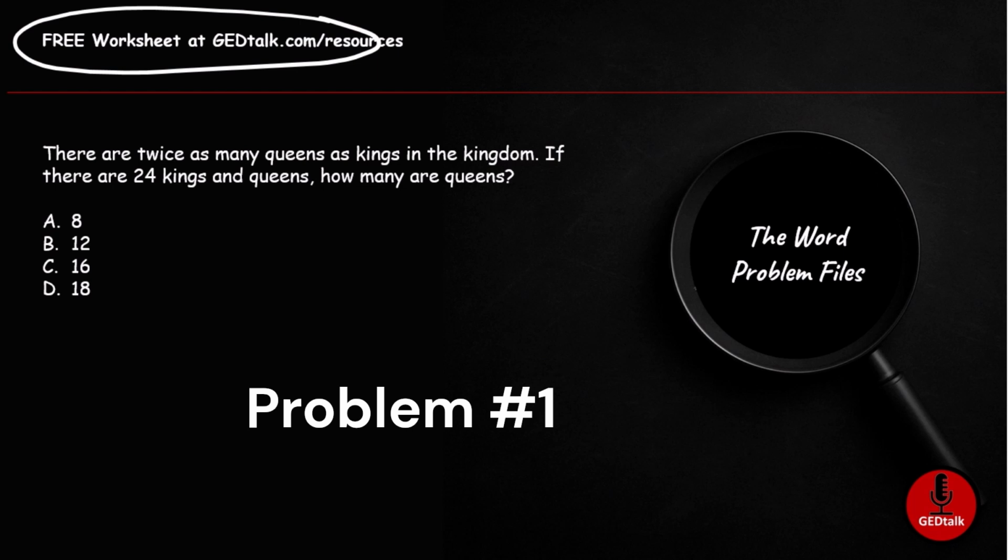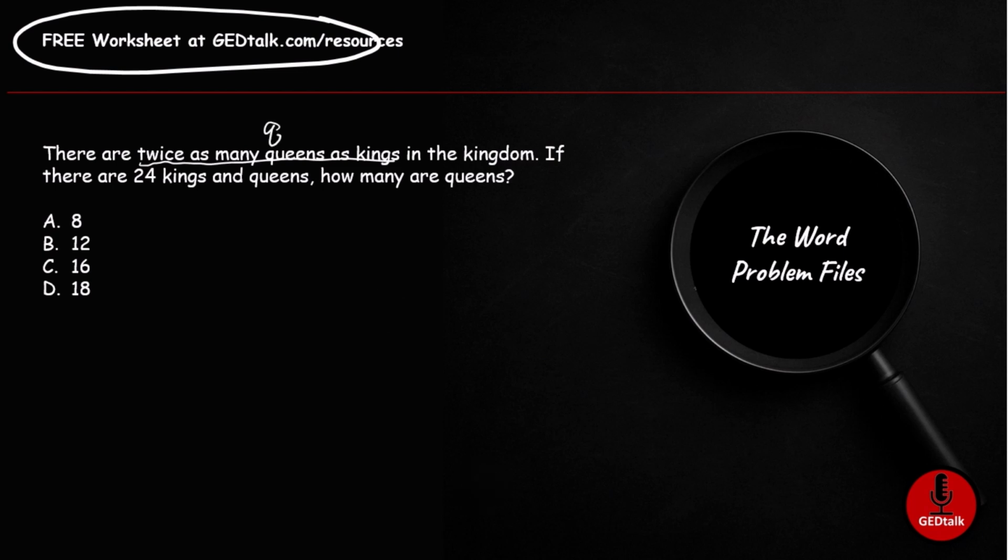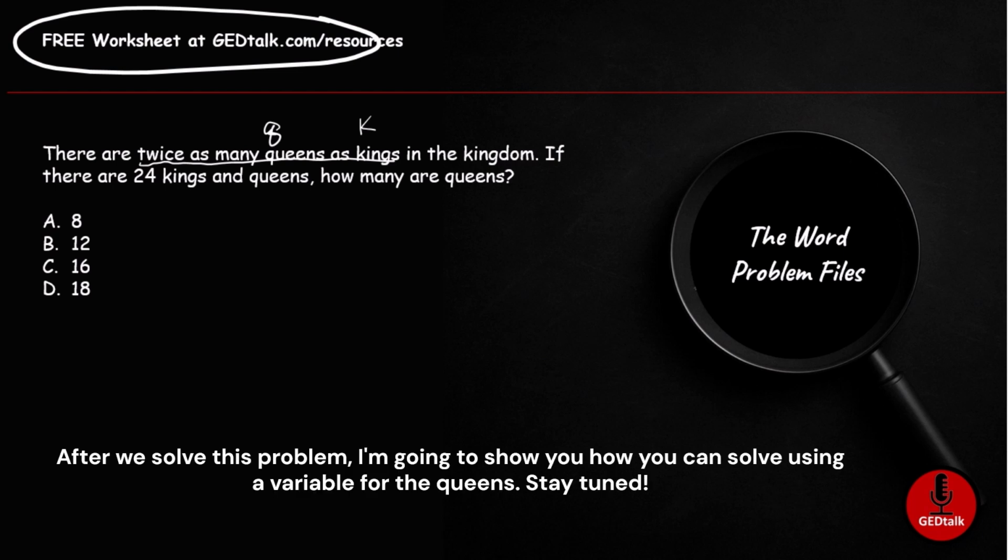There are twice as many queens as kings in the kingdom. If there are 24 kings and queens, how many are queens? Okay, so I'm given information that I want to pay attention to. I want to pay attention to the fact that there are twice as many queens as kings. Folks, the queens will be our Q and the kings will be our K. If there are 24 kings and queens, so the total is 24, that's important for us.